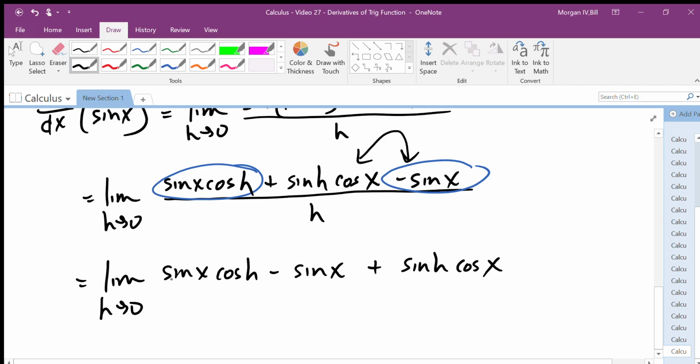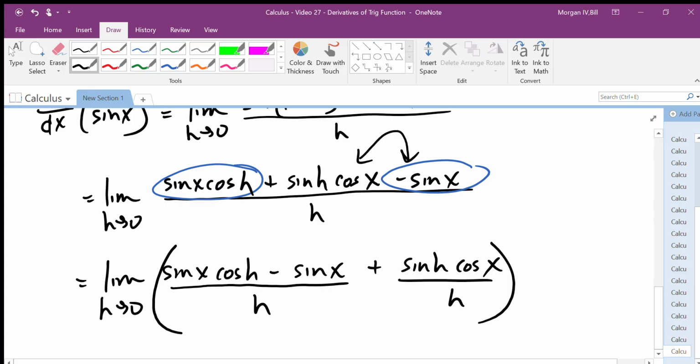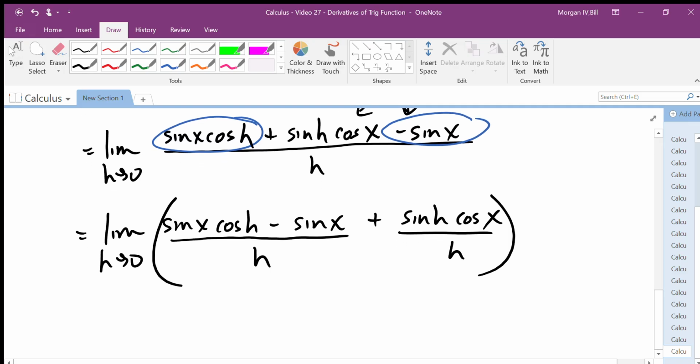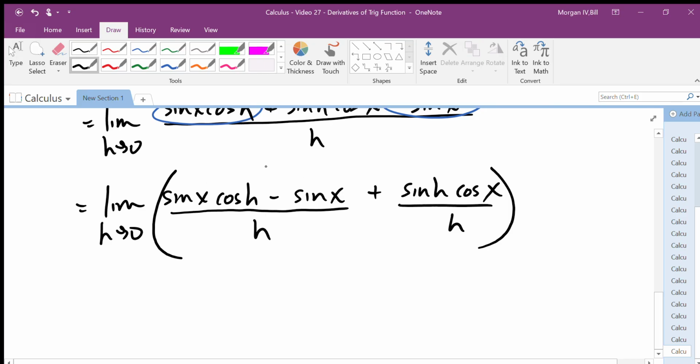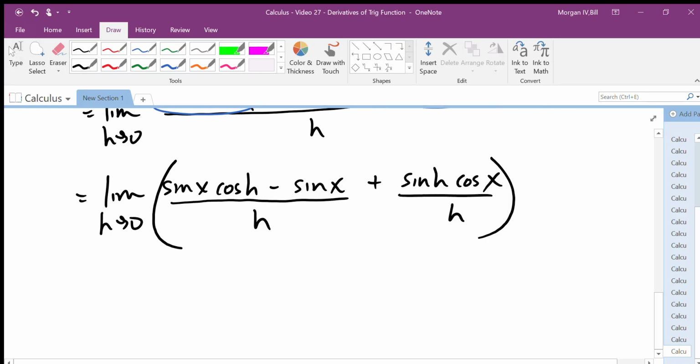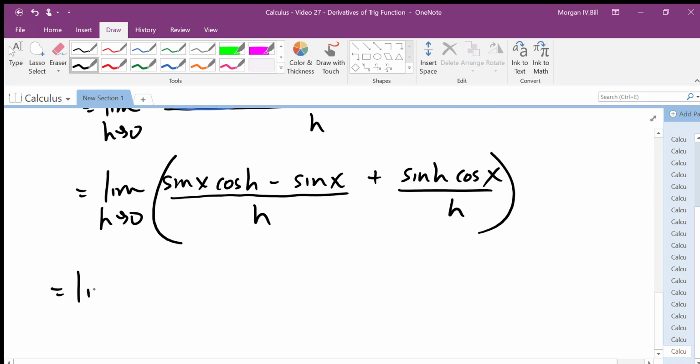But instead of all over h, let's do this one over h and that one over h. And so it's this limit of this whole thing here. Okay, very good. From the first fraction, let's factor out that sine of x. So I have the limit as h goes to 0. We'll pull the sine of x out, and what does that leave us with?